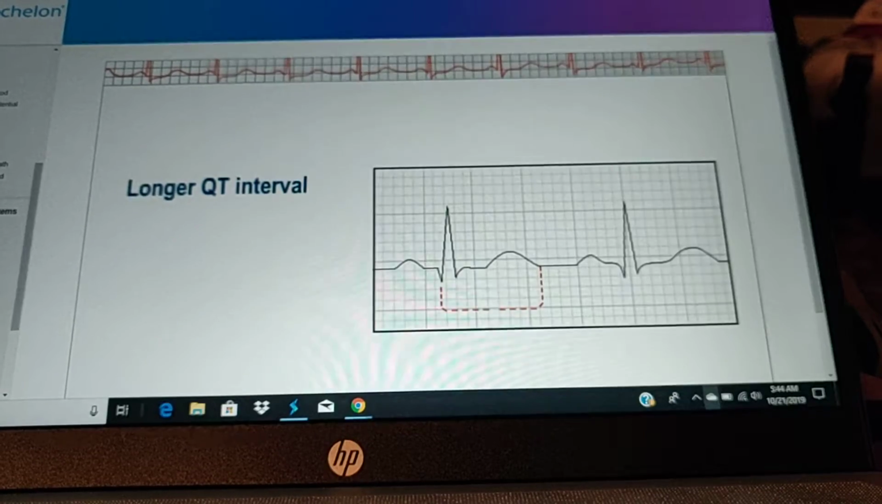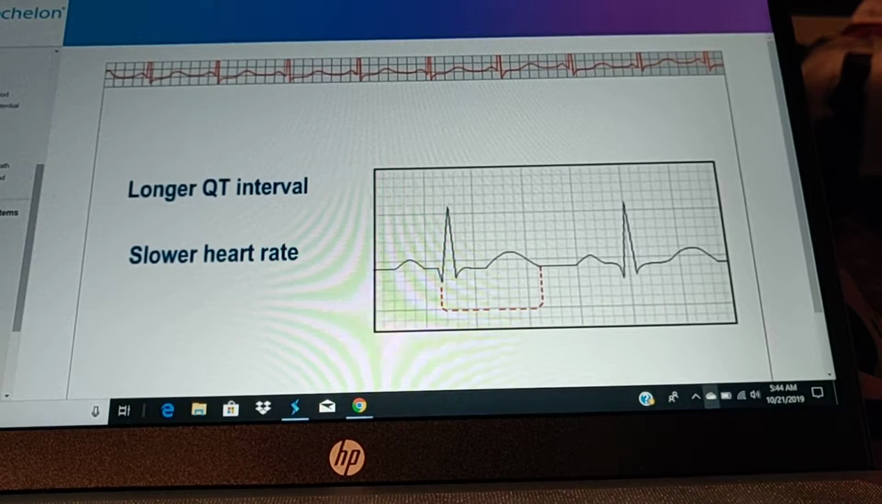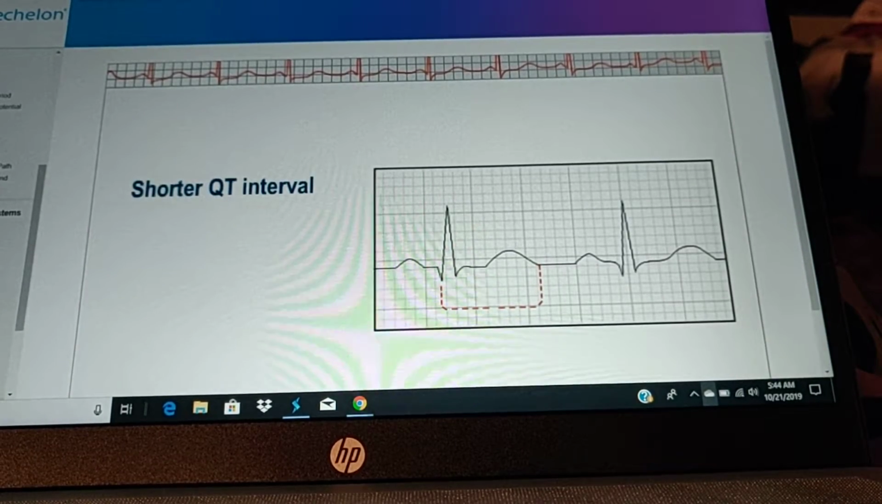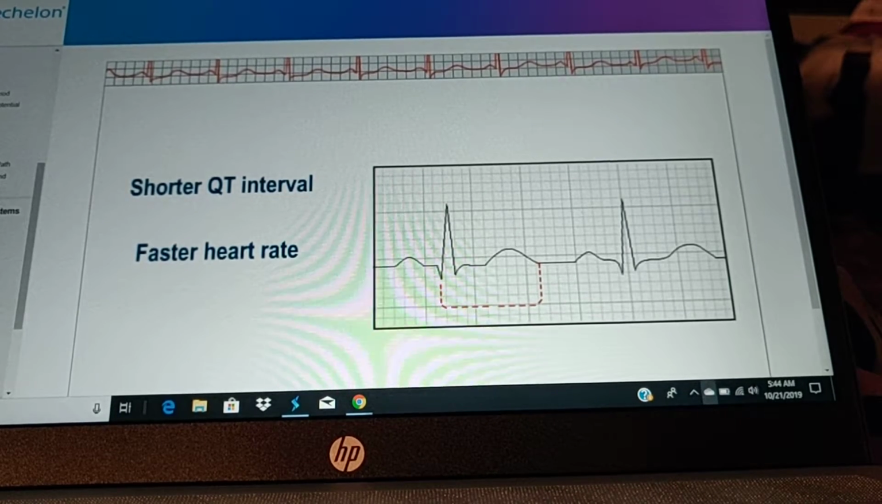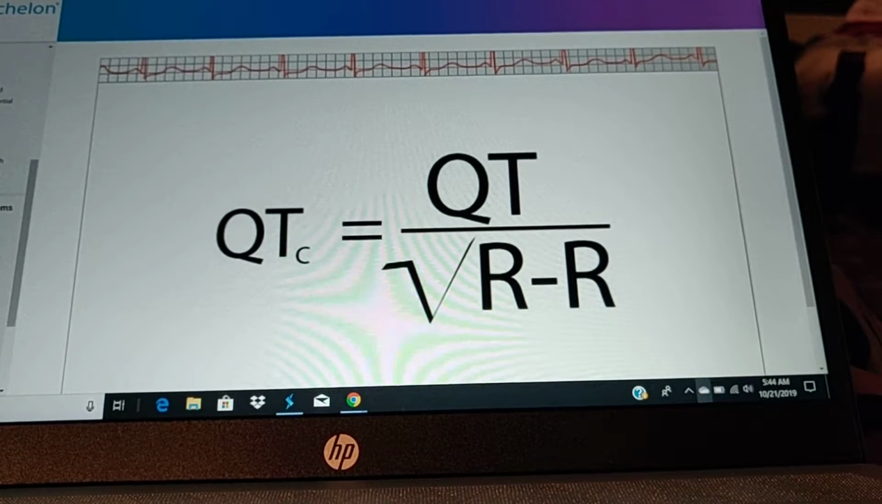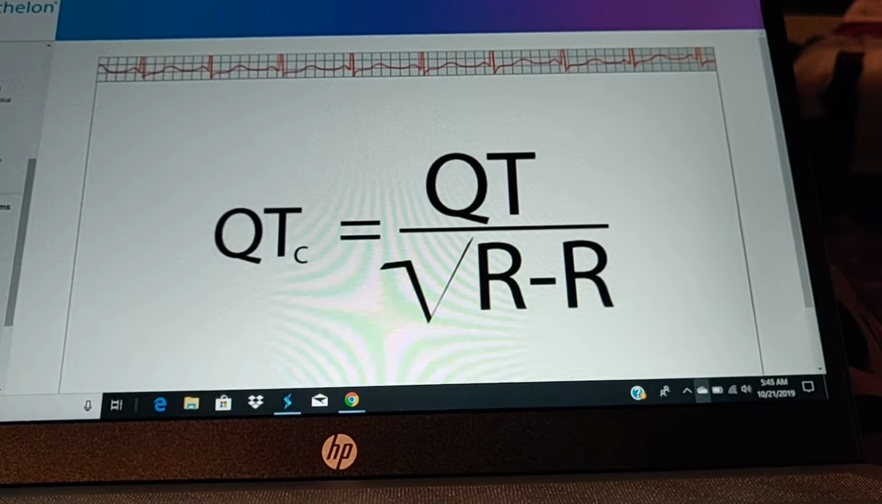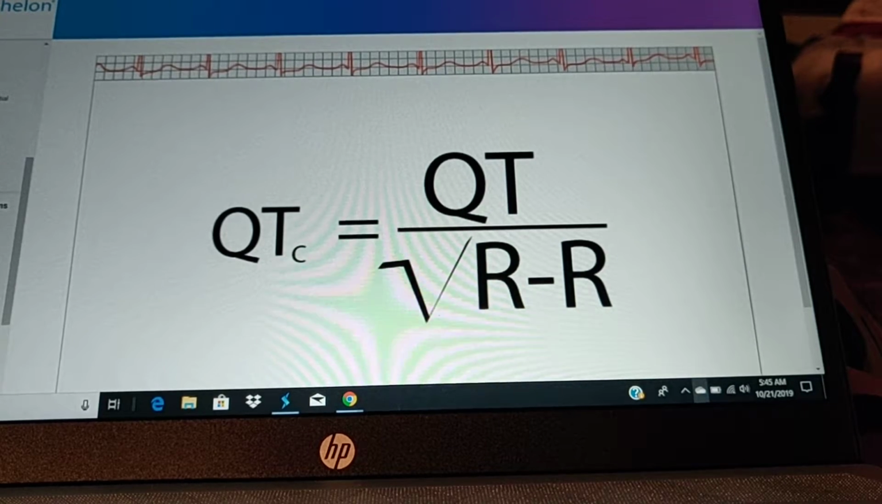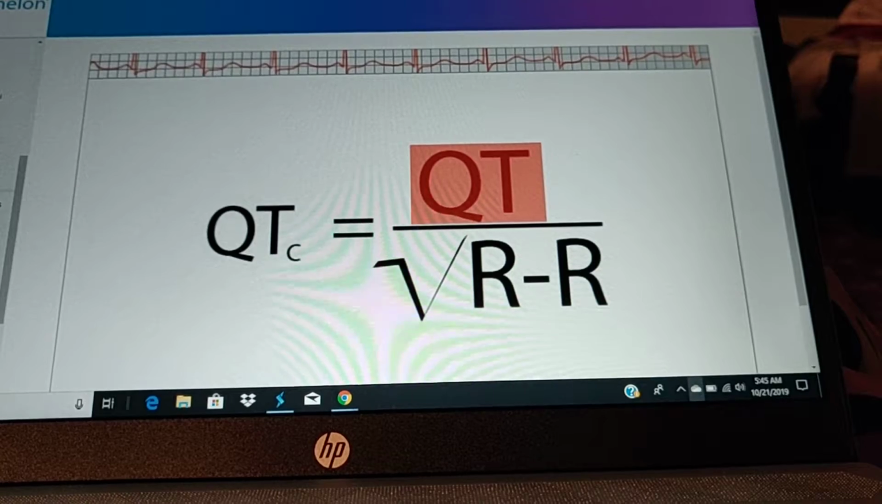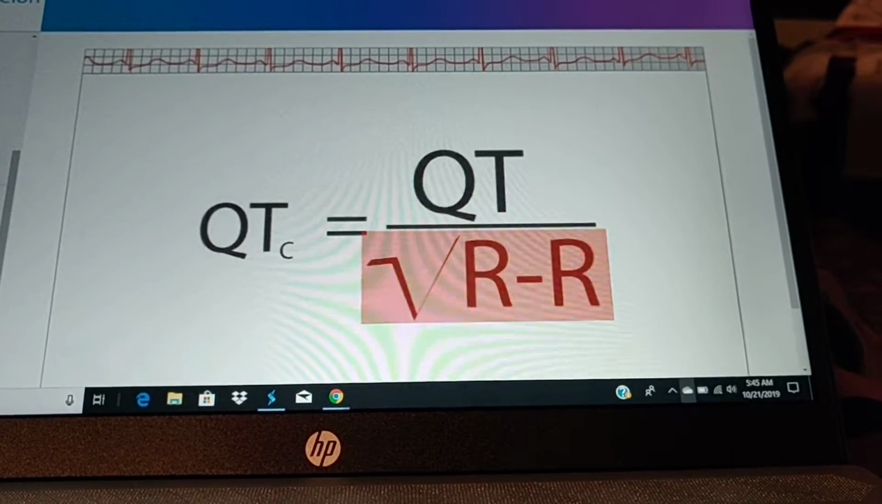With a longer QT interval, the heart rate is slower, and the heart is working too hard. If the QT interval is shorter, the heart rate is faster and there is not enough time to regroup and move to the repolarization phase. To allow for this variability, a formula can be used to correct the patient's heart rate. This correction formula, the QTc, involves dividing the QT by the square root of the R to R interval.